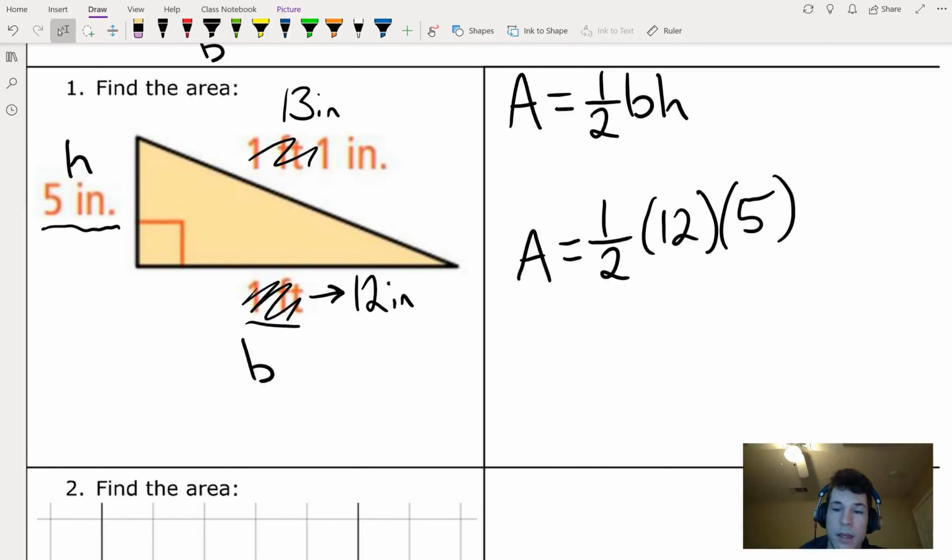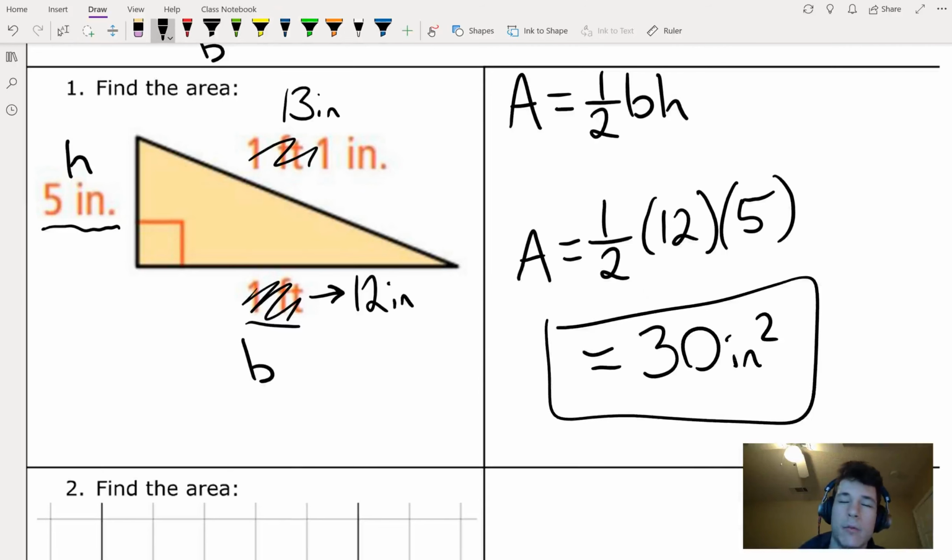Okay, and it's not going to be 30 inches. It's going to be 30 inches squared. Remember, that's the units for area, and that will be that problem complete. Okay, 30 inches squared. Pretty easy. You could have also switched the base and height, and it wouldn't have changed the problem at all.